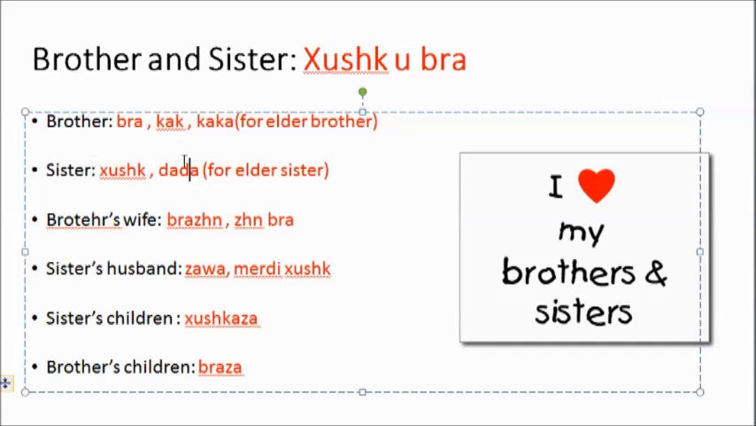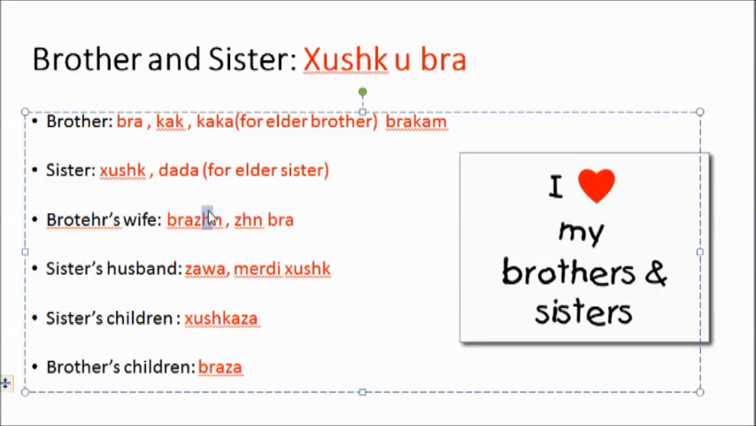Khushk means sister. You can say brakam, and here you can say khushkakam, means my sister. But if you call your older sister, your elder sister, you should say dada, then their name. Like dada bafrin, as an example.